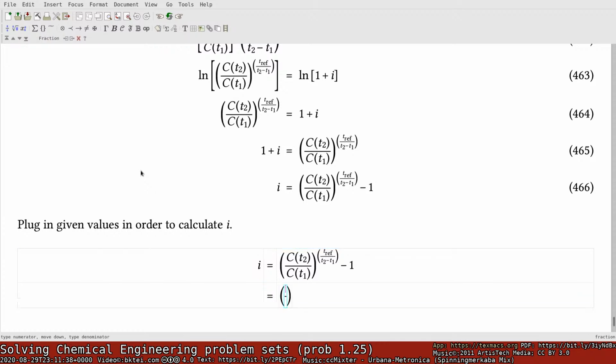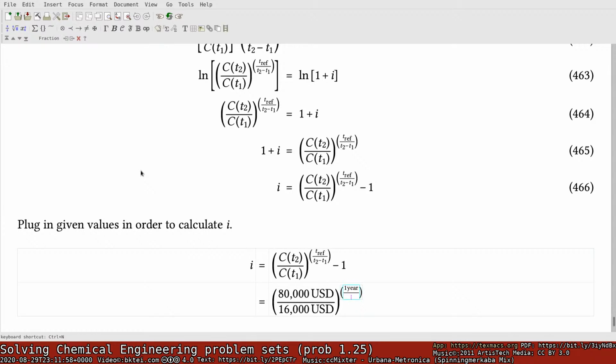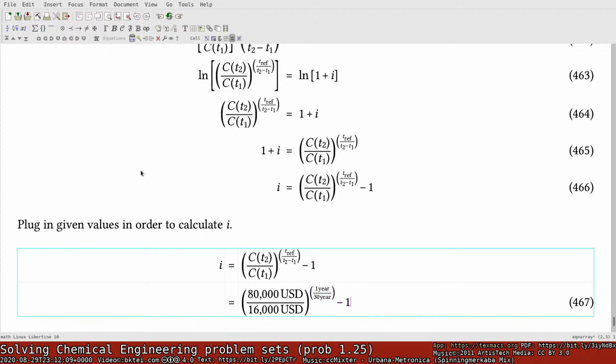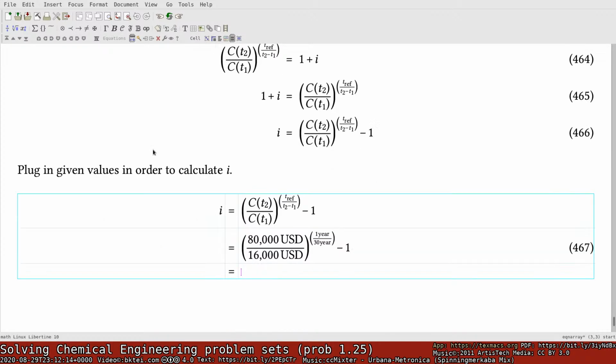All right. So first quantity, 80,000, I think. 80,000 USD. 16 comma tab 00 USD. Gotta put that tab in there so that the commas work correctly. Another fraction, 1 year divided by 30. No, not yet. 30 year. Take that whole thing, minus 1. So everything's dimensionless. Great.